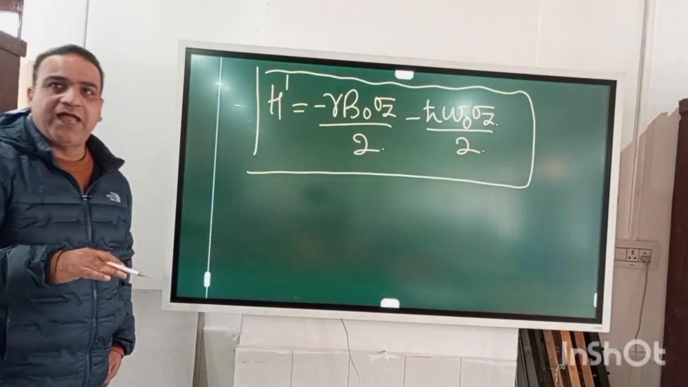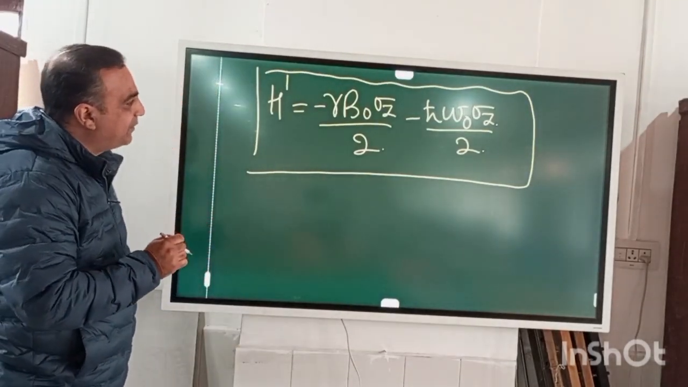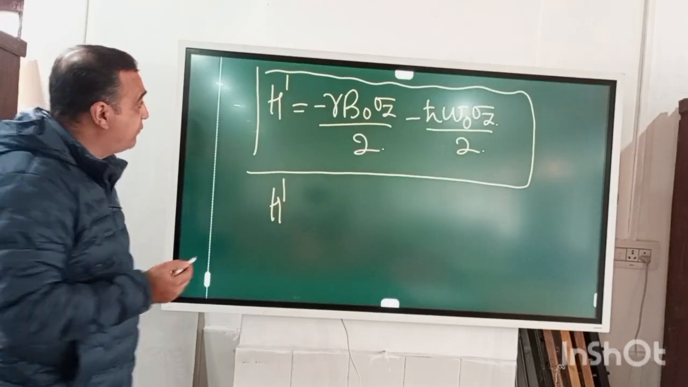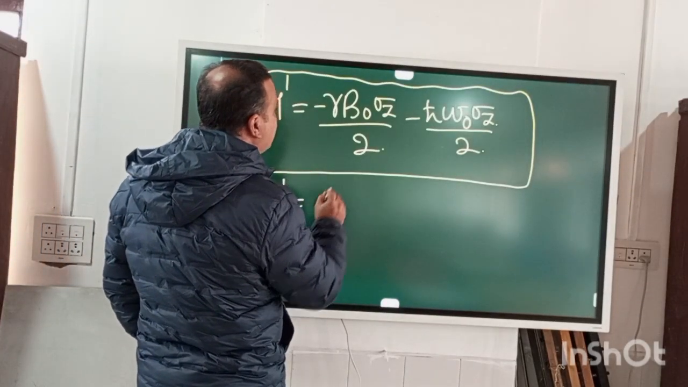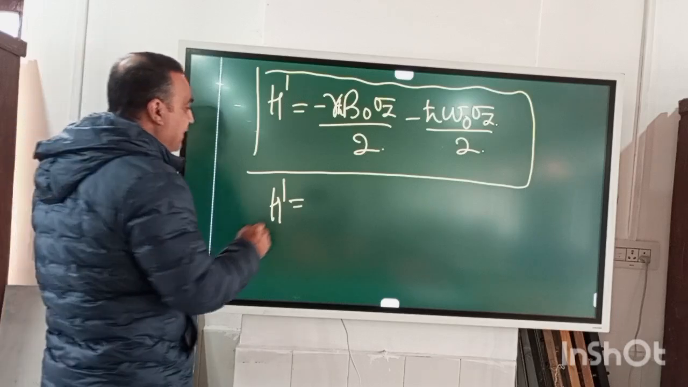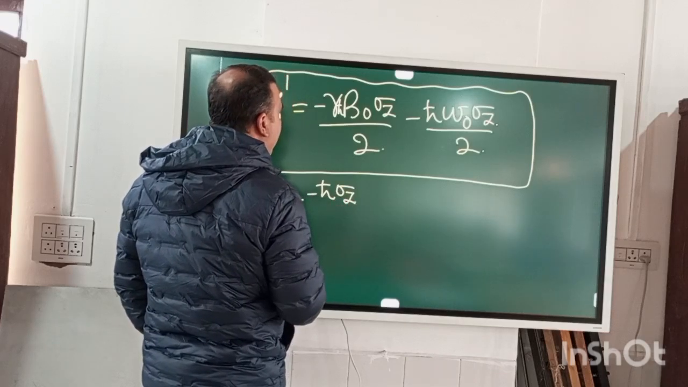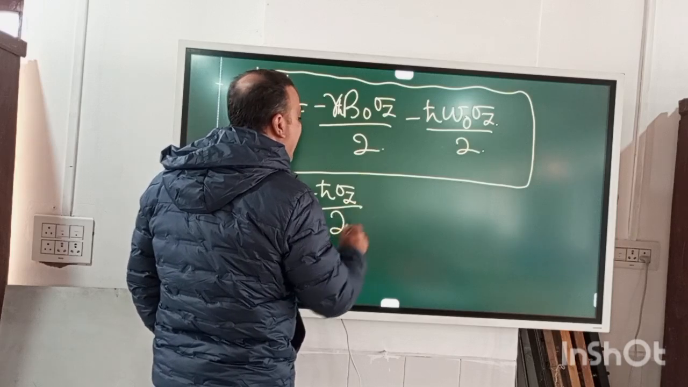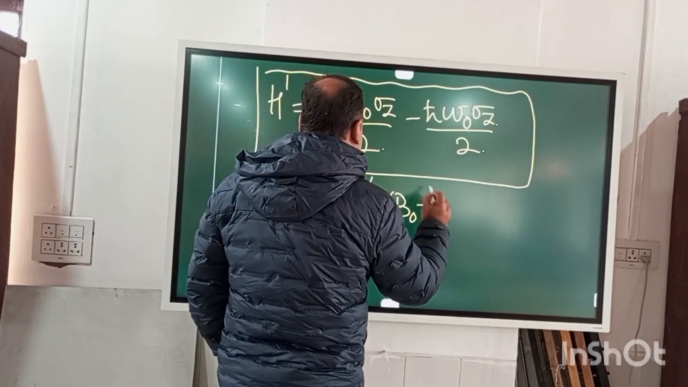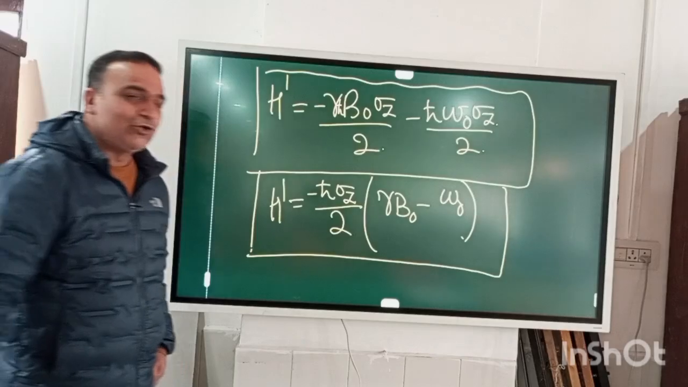So what we have done is we have averaged out these functions, and on averaging we have boiled down the Hamiltonian to a very, very simple form. We can see this H dash is in the rotating frame of reference. I think here I am missing h bar. Here I must have h bar. All right, so I can have this minus h bar out, sigma z out, and 2 is also out. Inside I'm left with gamma B naught minus omega naught. So this is my H dash in a rotating frame of reference.